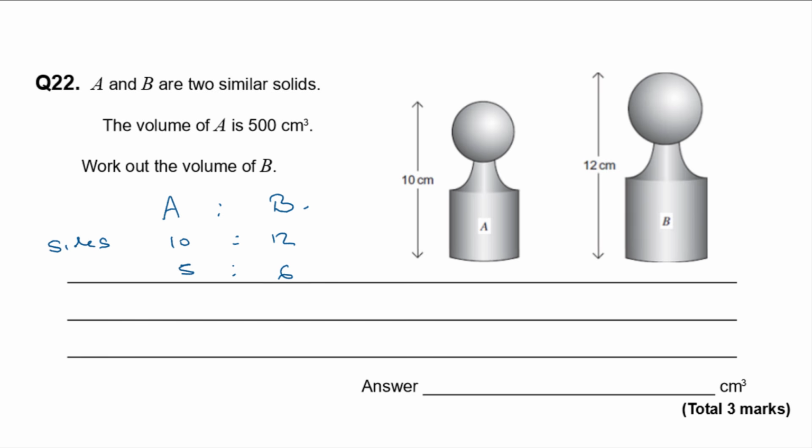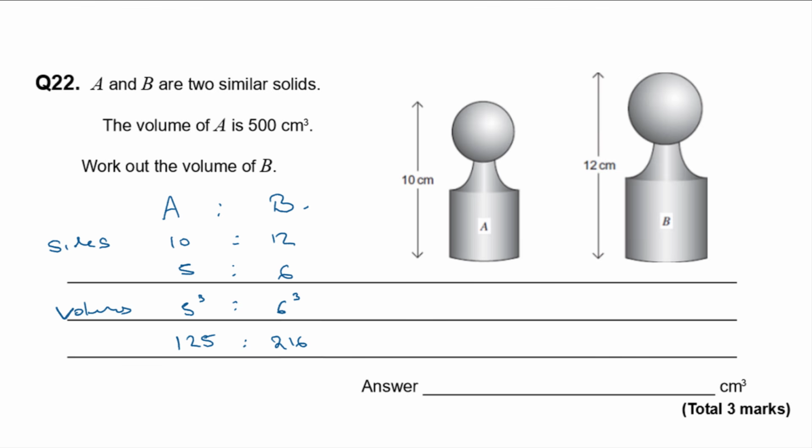So that means their volumes are going to be in the ratio of 5 cubed to 6 cubed. Okay. So if sides are in one ratio, then their areas are going to be in the ratio of their sides squared, and their volumes are going to be in the ratio of their sides cubed. Okay. So their volumes are going to be a ratio of 5 cubed to 6 cubed. 5 cubed I know is 125. 6 cubed I think is 216. I might just double check that one. 6 to the power of 3, yeah, it's 216.